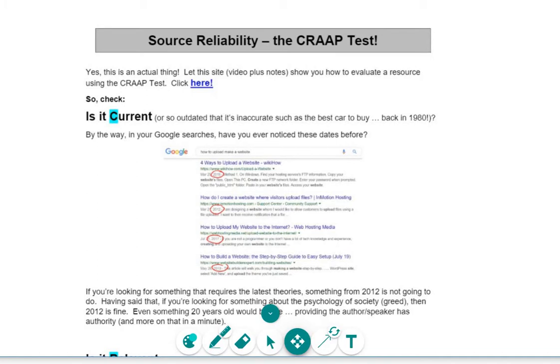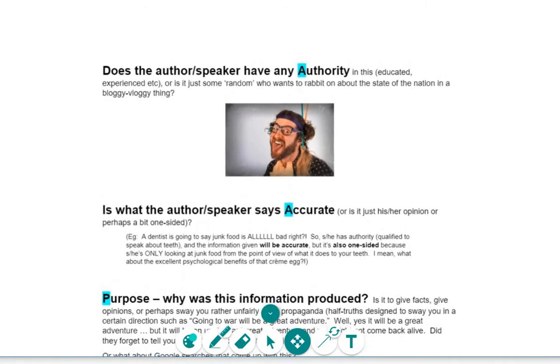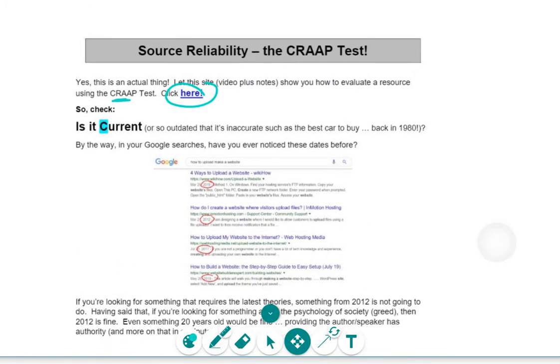Okay, as I mentioned before, this is the CRAP test, so we're on page 18. Yes, this is an actual thing. So this site here shows you how to evaluate a resource using the CRAP test. Now, CRAP is an acronym, obviously, so you've got to check that it's current, that it's relevant, that the speaker has authority, that it's accurate, and you've got to think about the purpose. Why is it being produced? I think if you just carry on through these, it will be quite self-explanatory.